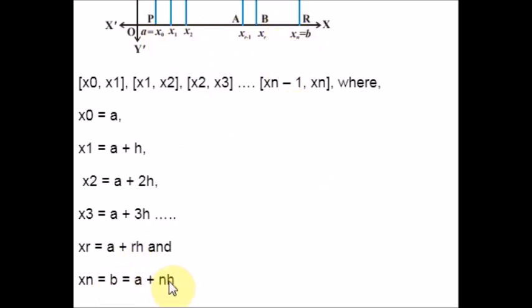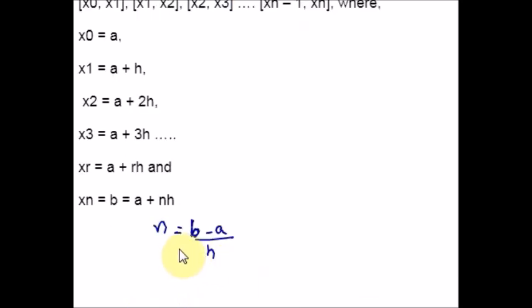From this we can find an expression for n. Subtract a from both sides and divide the entire equation throughout by h. So n is equal to (b minus a) over h. Also please notice that as n tends to infinity, h tends to 0. So this is what you have to know about this graph.